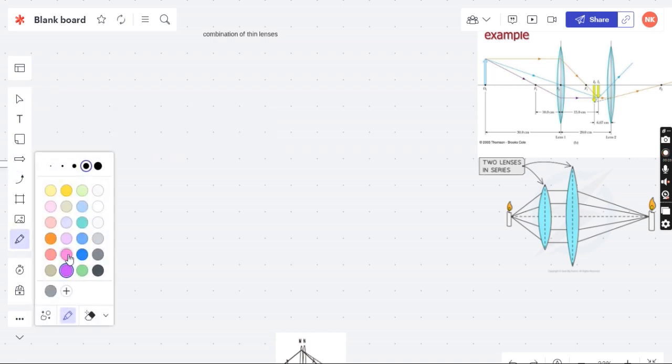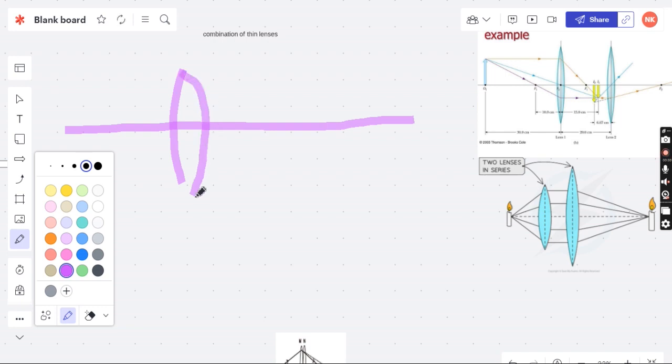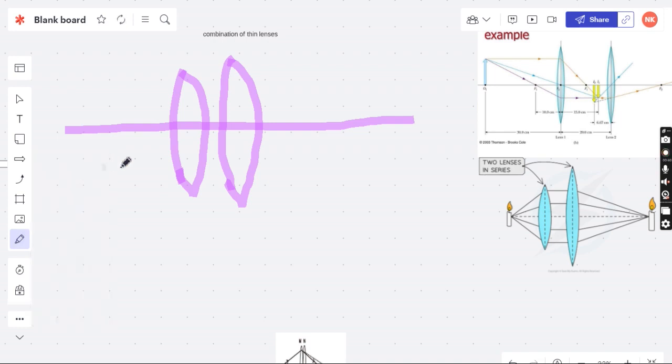First of all, let's draw a straight line here. This is basically a straight line. Two lenses are in contact with each other. For instance, this is lens 1 and this is lens 2. These both are in contact with each other. It's my mistake that I left some space between them.